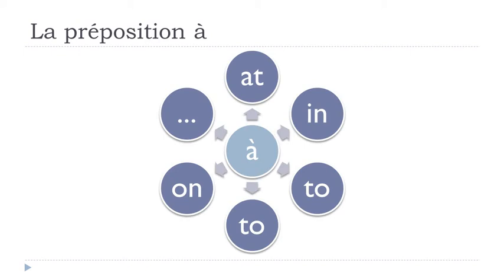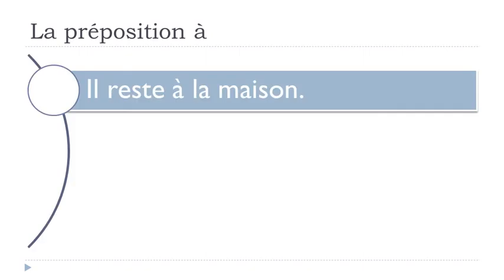Okay, so we'll start with at, if that's okay with you. A few examples. The first one, if you want to translate it with this at, would be il reste à la maison. Rester is to stay, and in that case we would construct it with à. Il reste, he stays, à la maison, at home. Il reste à la maison.